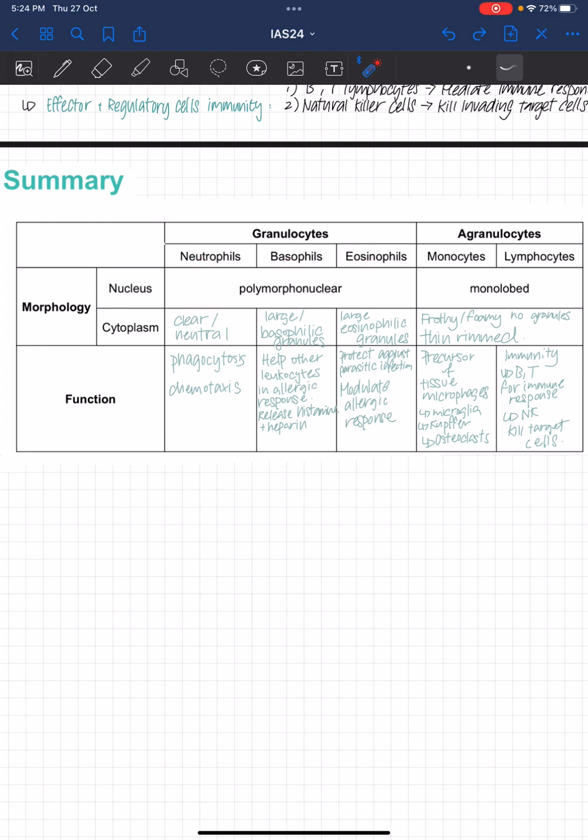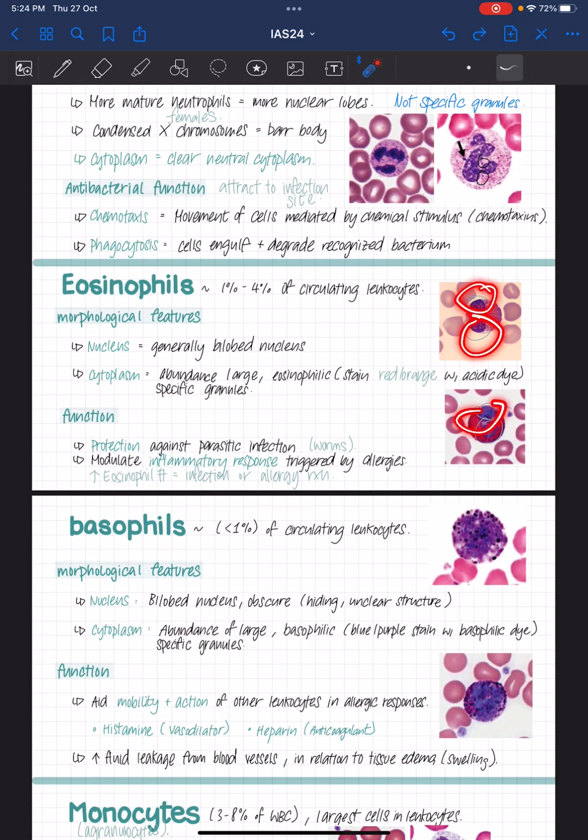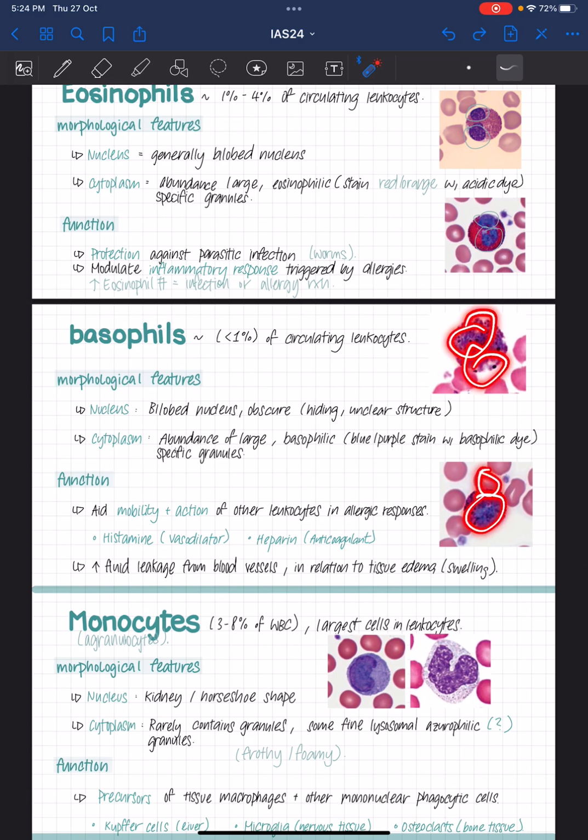Neutrophils have clear or neutral staining cytoplasms. Basophils have basophilic granules, which are blue. Then the eosinophils have eosinophilic granules, which are red. Sorry, basophilic is blue. Eosinophilic is red. And the neutrophil is multilobed. This one is bilobed. This one is bilobed. So bilobed eosinophils, bilobed basophils, but obscured.